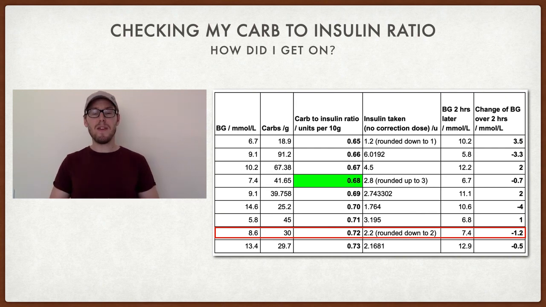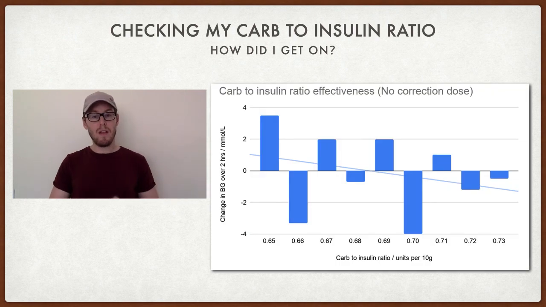Just to make the information a little bit clearer, I plotted this in a graph, which you can see now. I've got the insulin to carb ratio on the x-axis and the change of my blood glucose over 2 hours on the y-axis, and I then plotted the trend line, which you can see. And that just reinforces that the best insulin to carb ratio for me was 0.685.